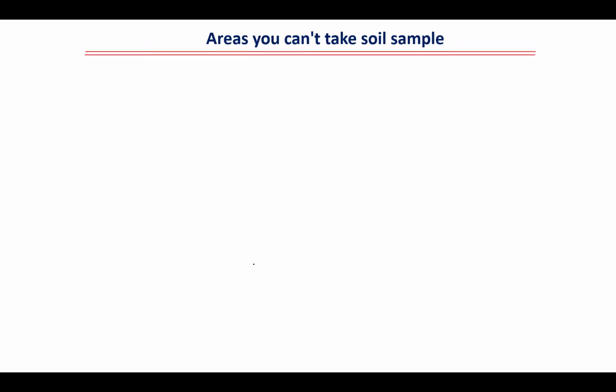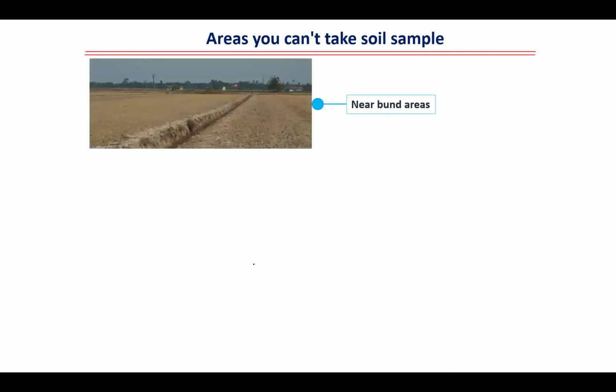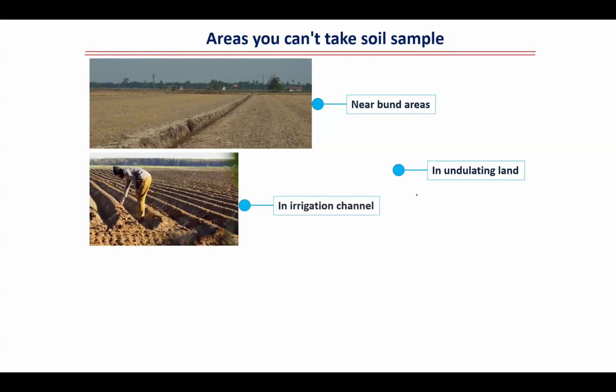Safety: where we can't take soil samples. Very first, we should not take soil samples near the bund areas, like agricultural bund areas. And in undulating land areas, especially if you are collecting samples in a very large area where the topography is very diversified, we should not collect samples, because the chance of error is very high in this area. Followed by nearby irrigation channels, we should not take. Why? Because sometimes irrigation water will bring extra nutrients to the soil, so we may get errors if we collect the soil sample in that particular irrigation channel.